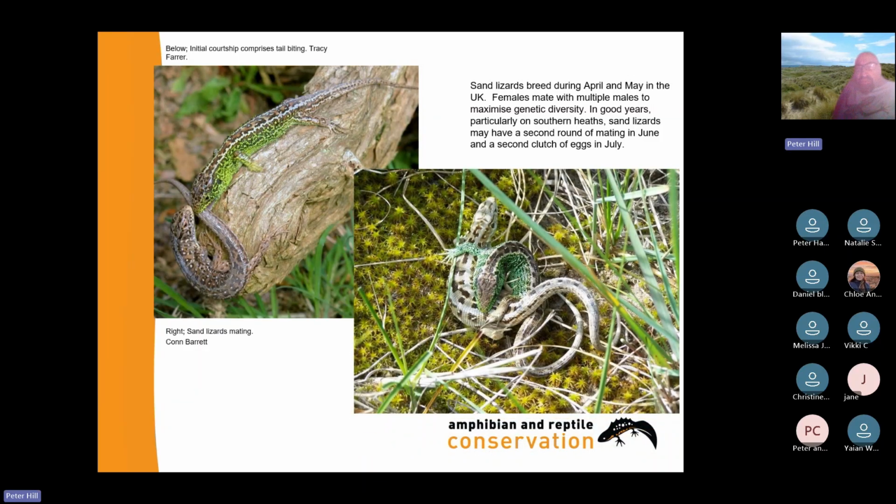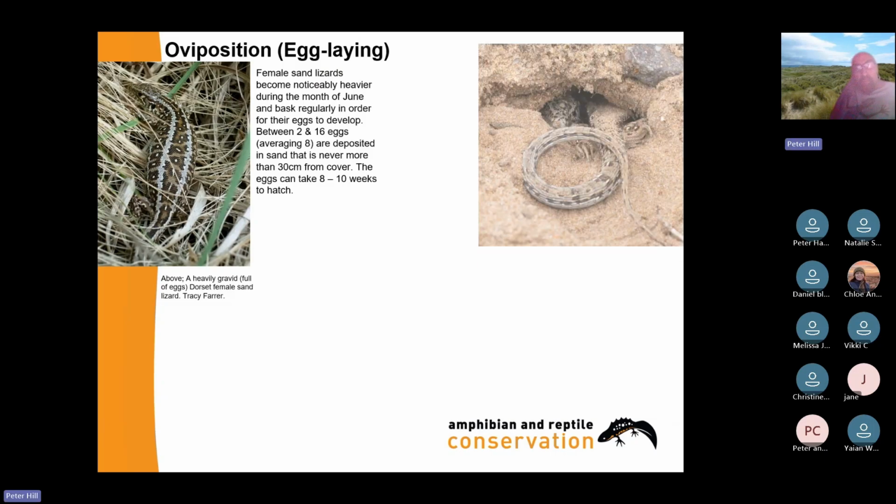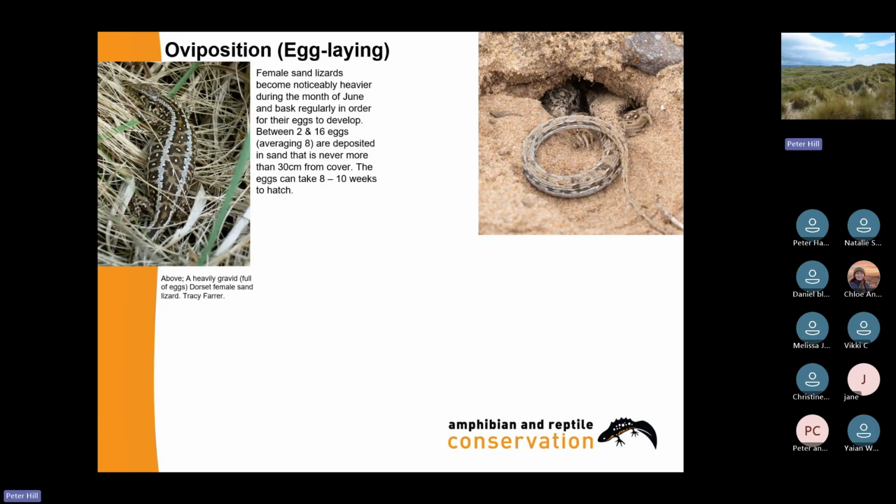More mating on the dunes for you. So to start off with, it's tail biting. Like I said, romance is alive in the lizard world. Then it moves up to the mating, but tail biting precedes it.